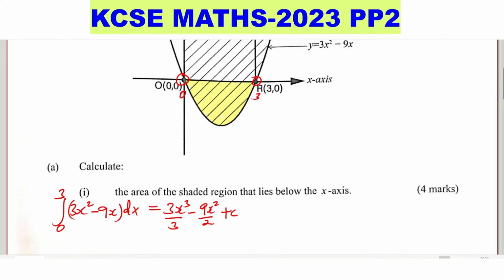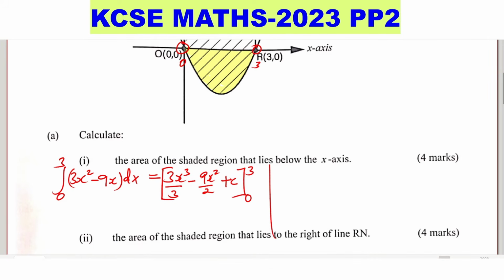Then you have to add the constant of integration, and the limits are 0 to 3. So from here, you can simplify 3x cubed divided by 3. That will give x cubed. Then this will give 9 divided by 2. You can write that one as 4.5, still x squared plus c. Then the limits 0 to 3.